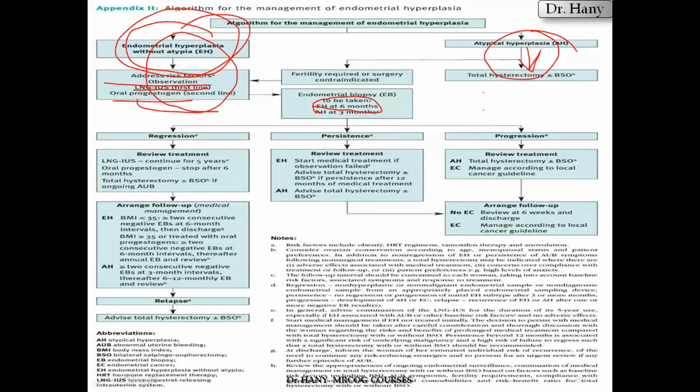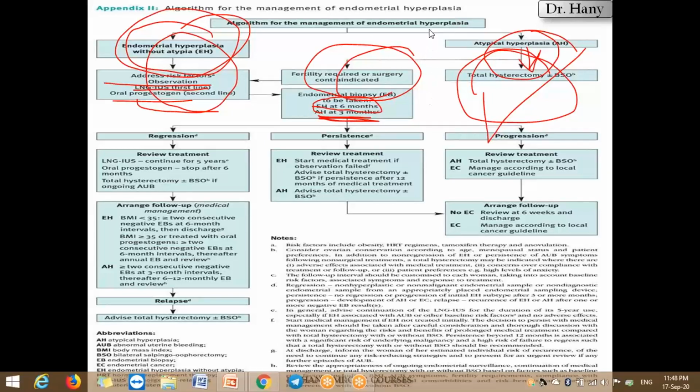If there is a fertility issue, a young woman needs to have a child, or surgery is contraindicated, I will think about conservative treatment, which will be Mirena or oral progesterone, and follow up every 3 months if the woman has atypical hyperplasia. All these are exam questions. If you lose concentration here, you will lose a lot of marks.